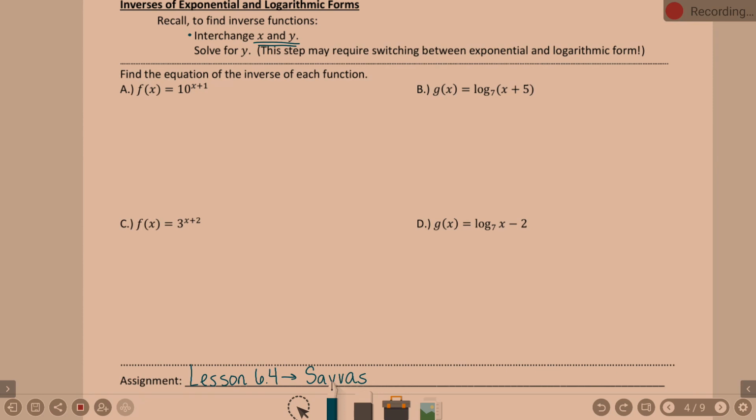f of x equals 10 to the x plus 1. First of all, what's f of x? f of x is another name for y. Just as a friendly reminder, f of x is another name for y. How do I find the inverse?